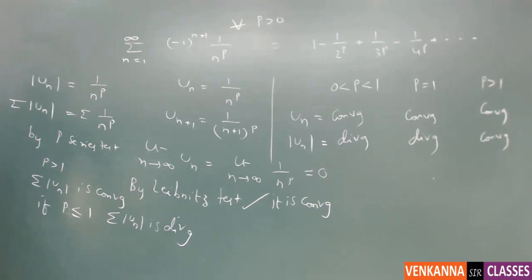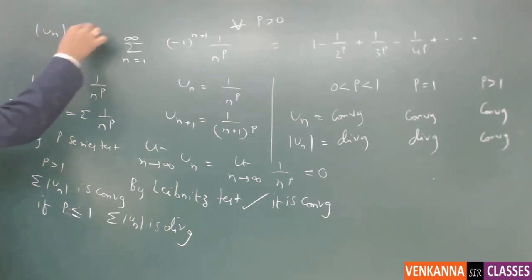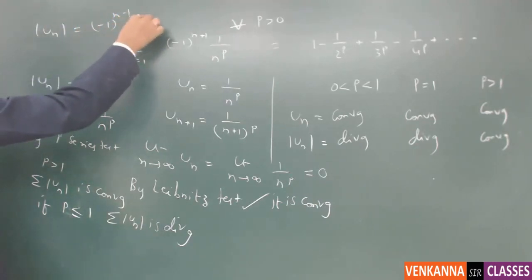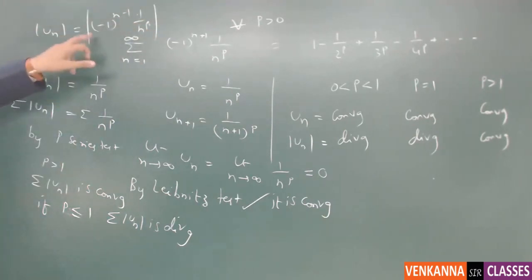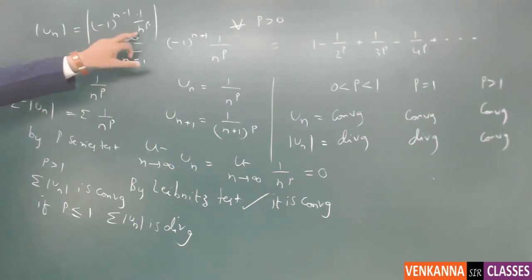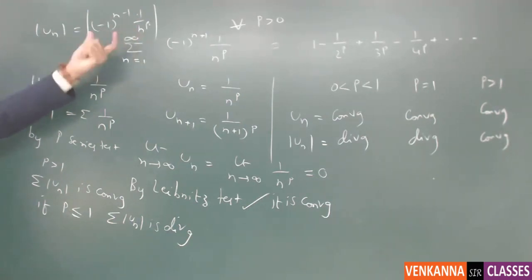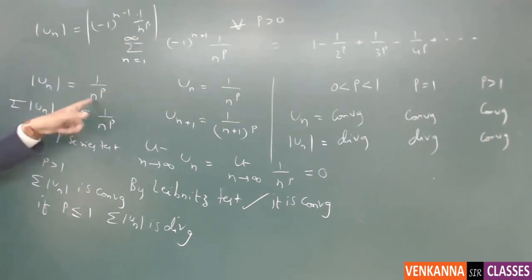If you take un as it is with the sign itself, the alternating series, for all values of p, it is convergent by means of Leibniz test. If I consider mod un, modulus of un is equal to modulus of (-1) power n minus 1 into 1 by n power p. If you want to write it exactly, you should write like this. Since you are applying modulus, it is becoming positive. Since n is always a natural number, it is positive. So by removing modulus, straight away we write like this. Fine.